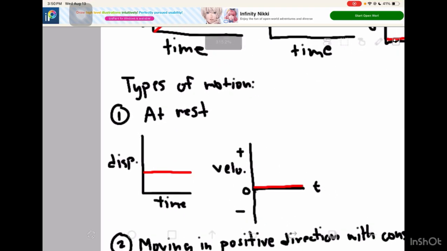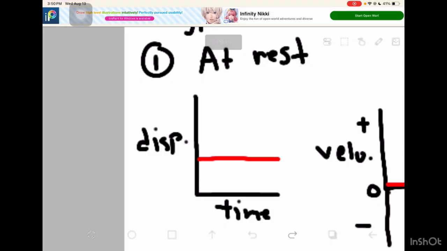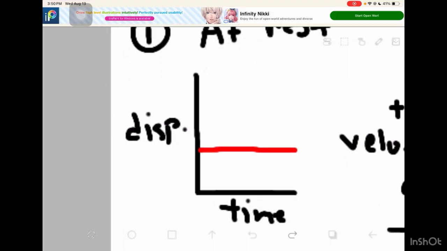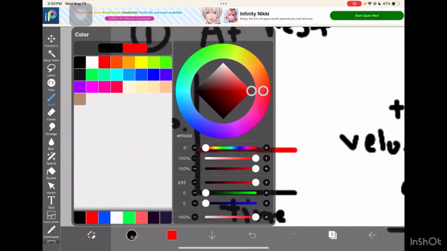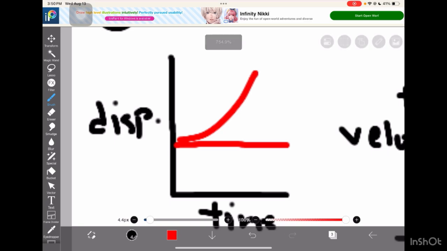Number 1, this one is called at rest. Here on the left, we see displacement on the vertical axis and time on the horizontal axis. As you can see, as time moves on, there's no displacement change. And that's right, because it's at rest. It won't move, so the displacement never moves up or down. It just stays here.